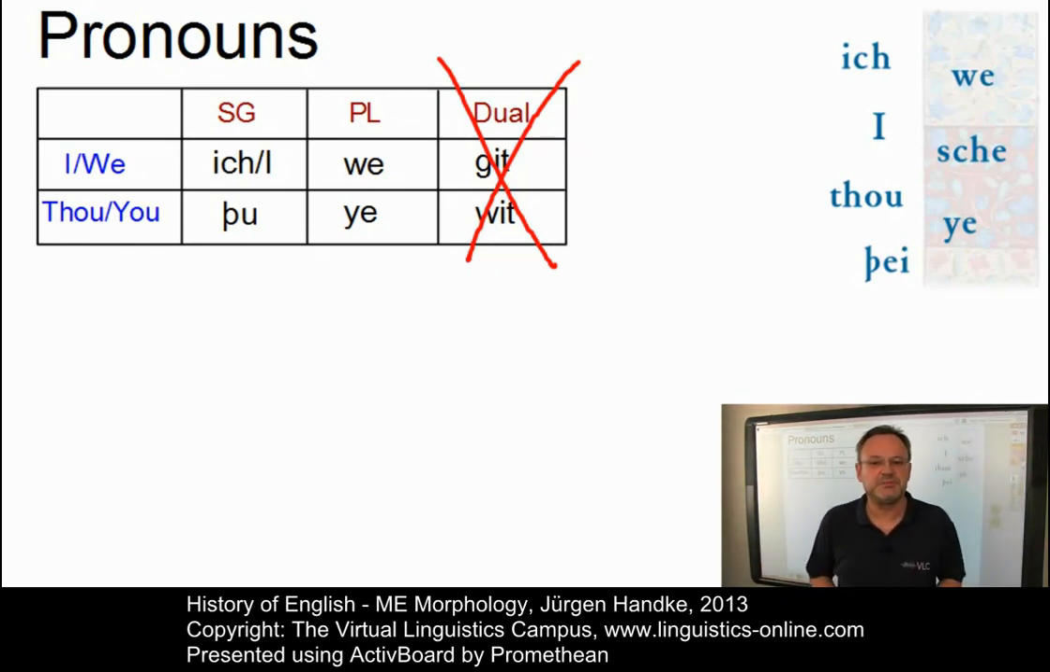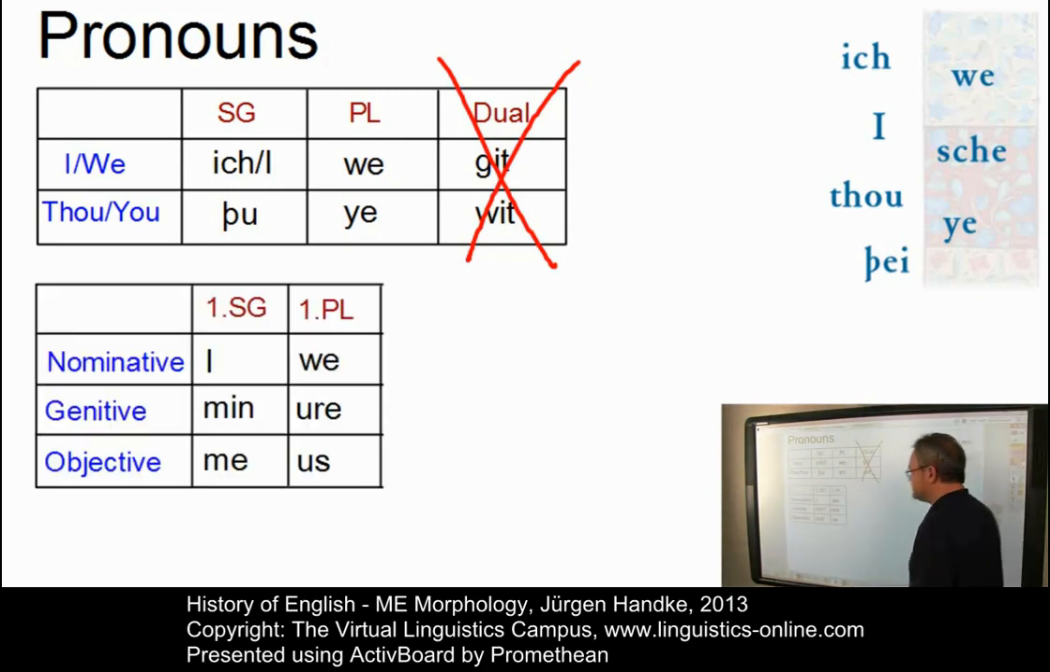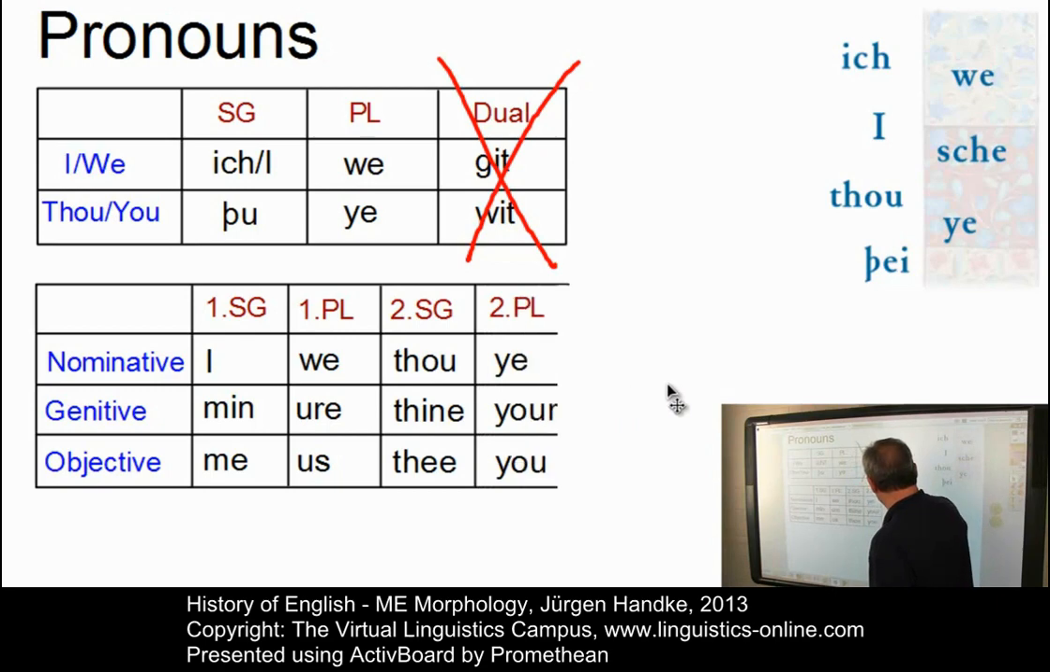The major difference between Middle English and present-day English was the consistent use of 3 cases and the maintenance of the second person singular and plural distinction.